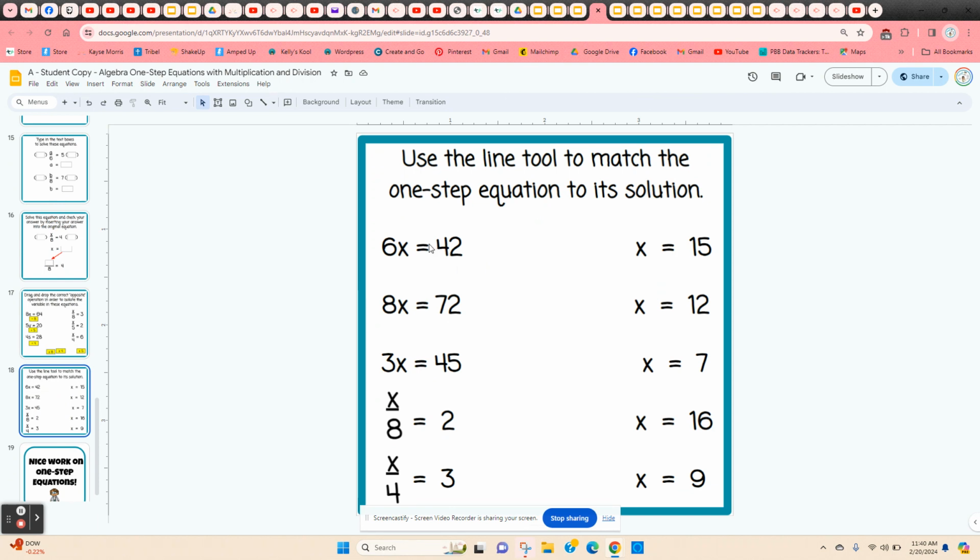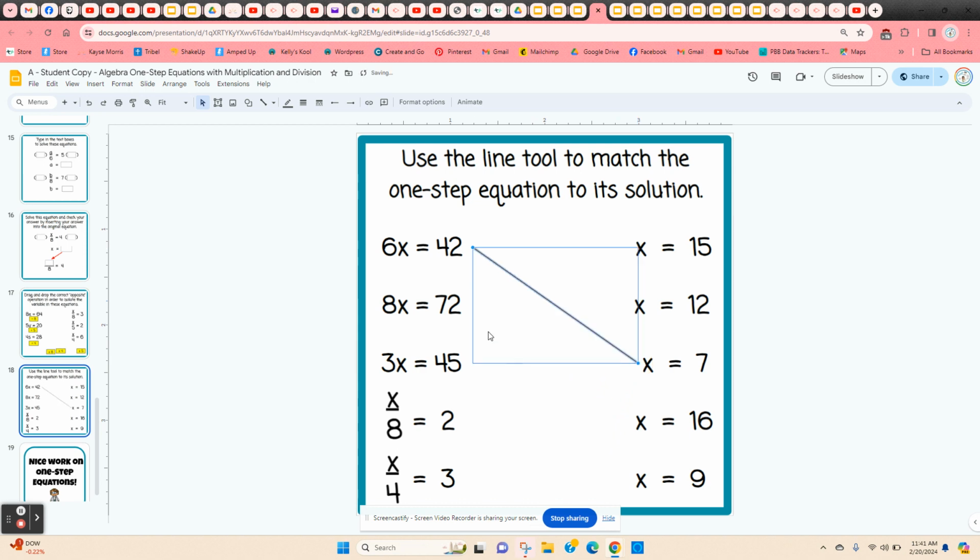Now on the last slide here, students are going to use the line tool of Google Slides, and they're going to just connect the problem to its answer. So they come up here to line, click on line. They'll have a plus sign, so they're going to click here where they want the line to start. These little blue circles at the end are where they can click and hold and move that line wherever they like.